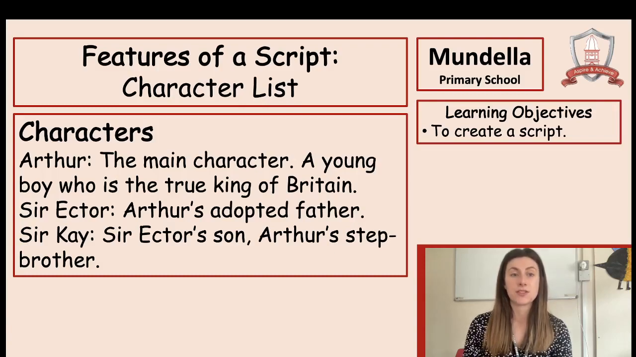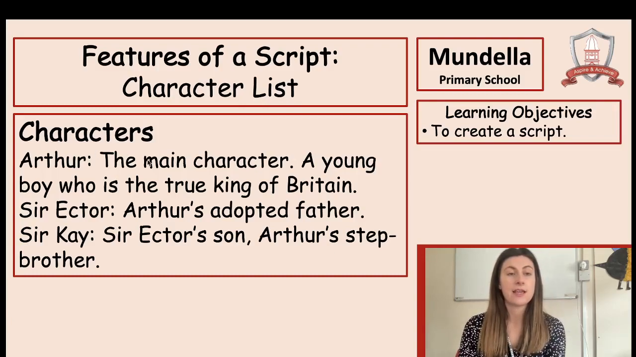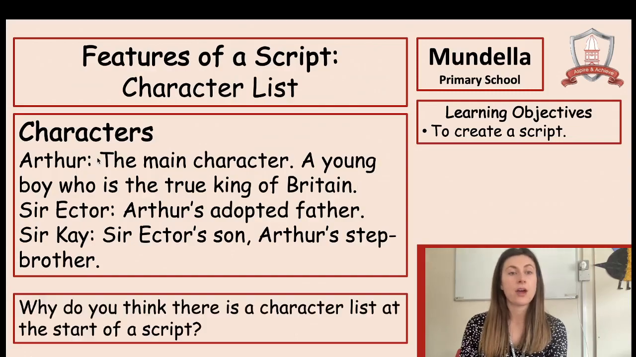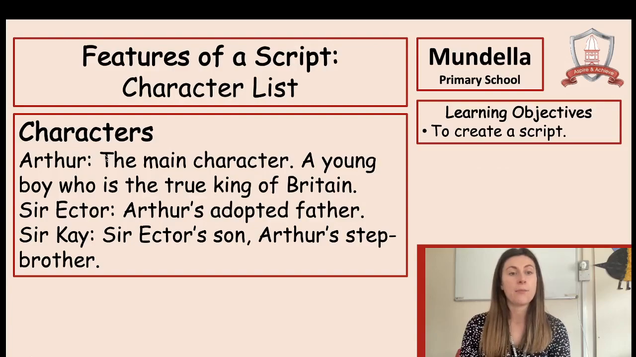So at the start of a script, there's a character list. So here's an example of a character list for our story. So I've got my subtitle, characters, Arthur, and then I've got a colon here and then I've got a little description about who the character is. So I've said Arthur, the main character, a young boy who is the true king of Britain. So it's a little description of who he is.